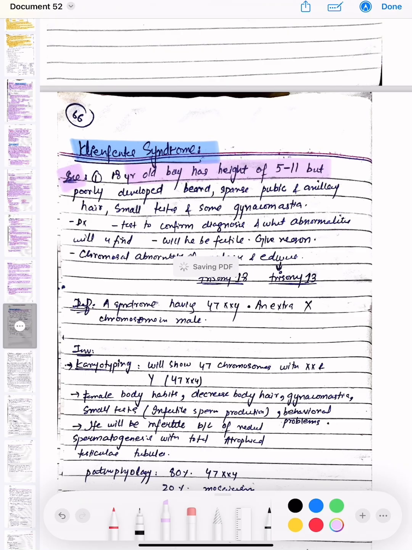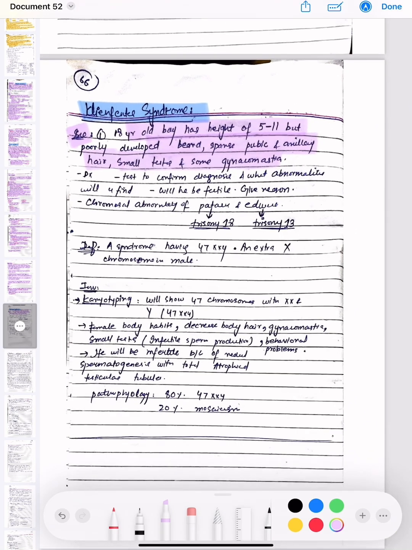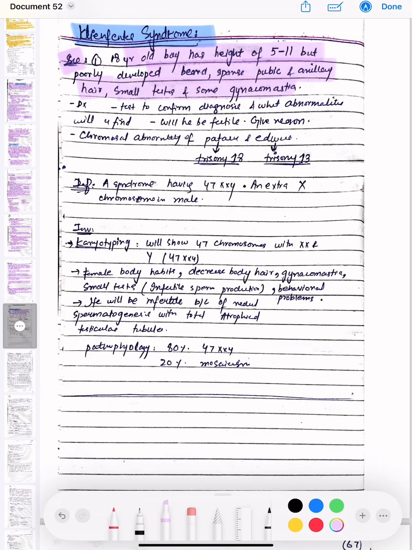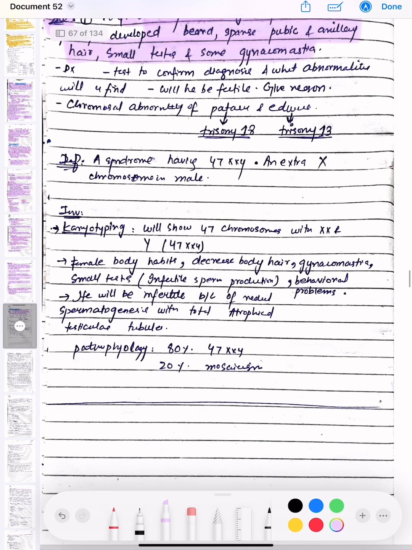Okay, now this is the defect of a male. There is an 18-year-old boy whose height is 5 feet 11 inches, but with poorly developed beard, sparse pubic and axillary hair, small testes, and some gynecomastia. So what test will confirm the diagnosis, and what abnormalities will you find?